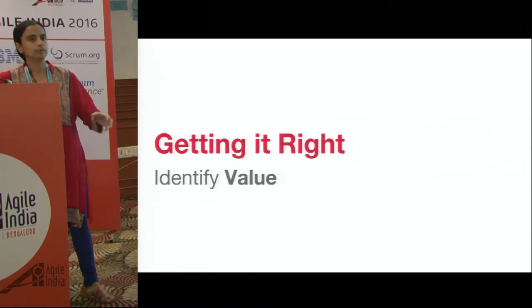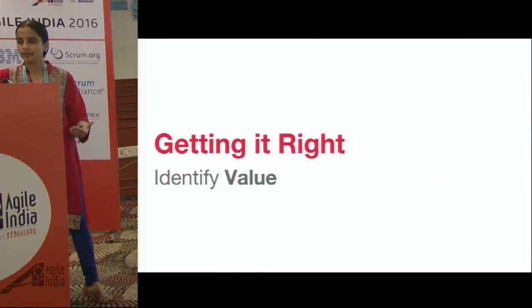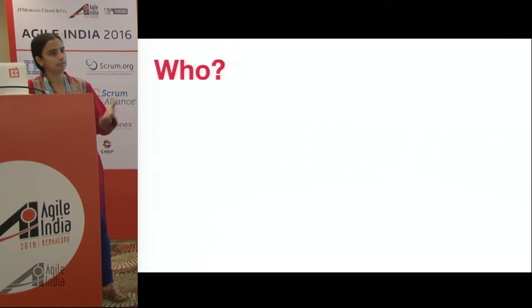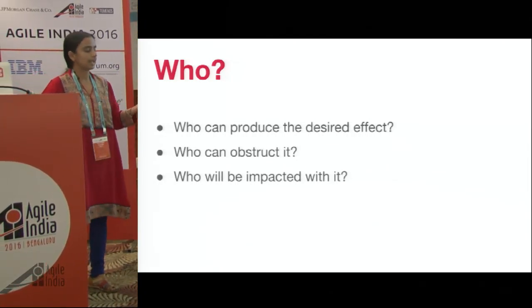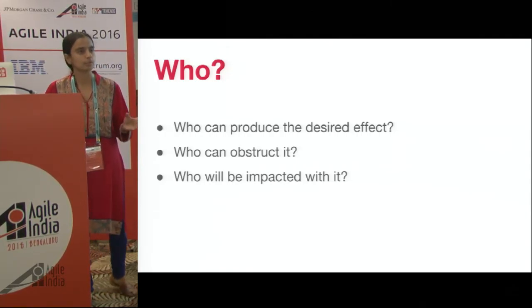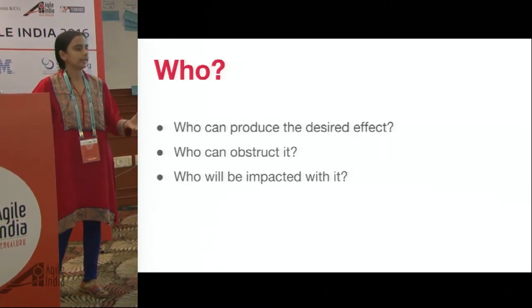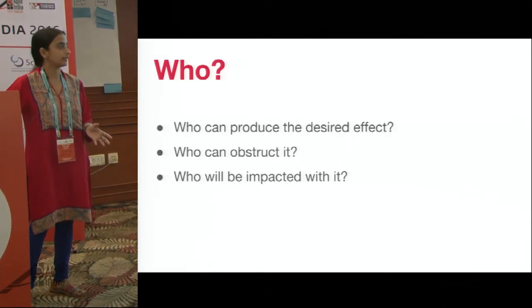And usually the value is not about the features. Don't look at the features or the scope, look at the value that you want to deliver. And next is, who are the actors in the system? We are very clear about the end users, but they are not the only actors in the system. There are so many people involved in a software project. So again, rely on the right questions to answer that. The questions to be asked are, who gets impacted by this? That's the most obvious question. Who can disrupt this? That's also very important, so that we can avoid that disruption. And who can help us reach the desired effect?